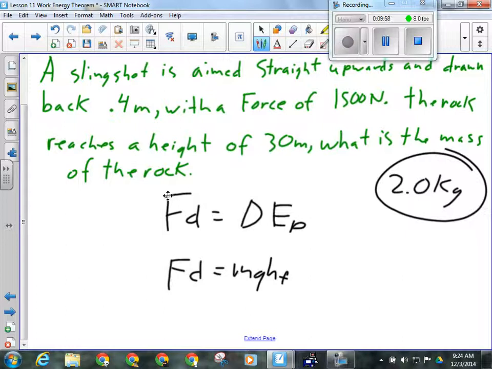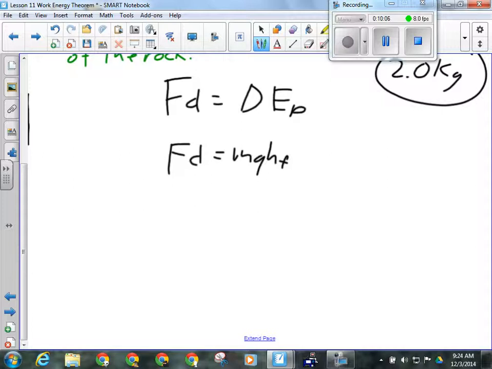Well, we're going to say it was measured from where it actually left the slingshot. But you're right, we could put that in there. Okay, all right. So we're going to manipulate here for mass. Okay, so I'm going to divide both sides by gh_f, and plug in our numbers here.